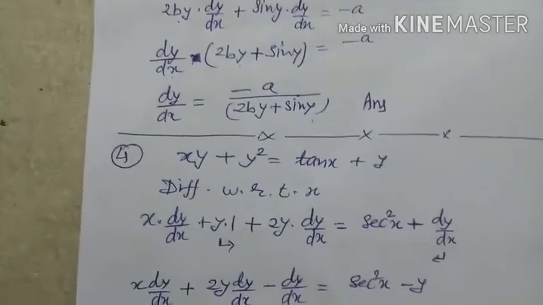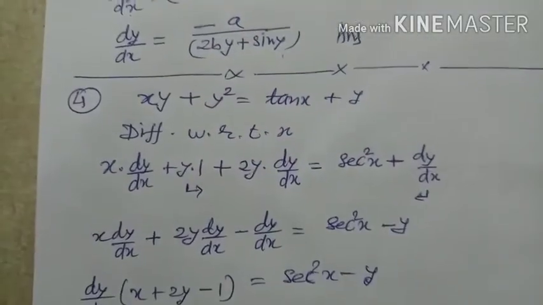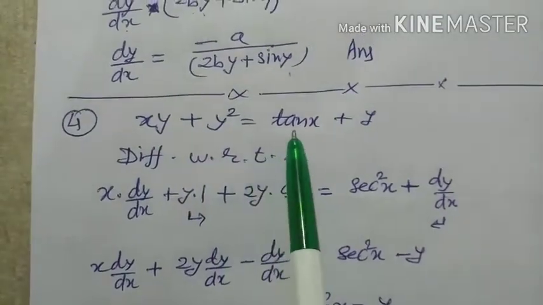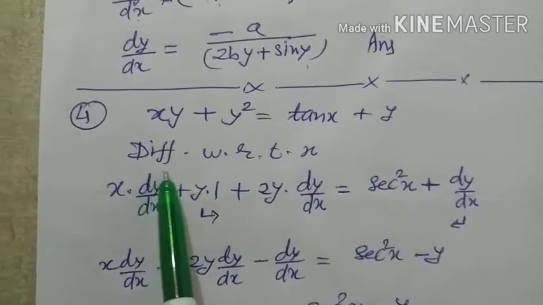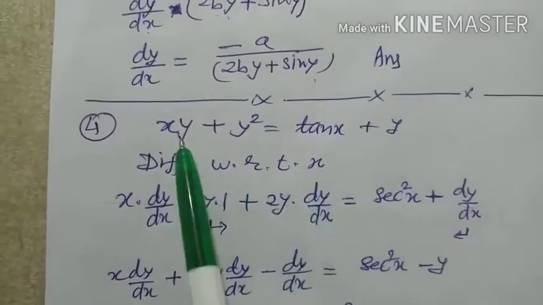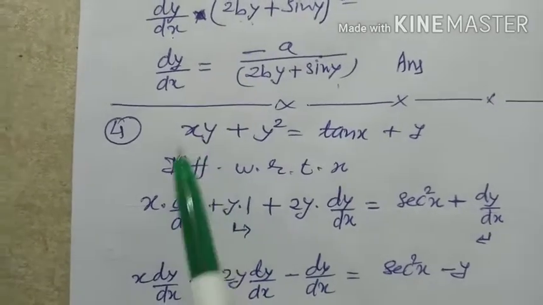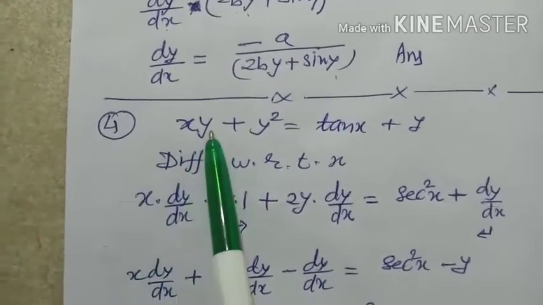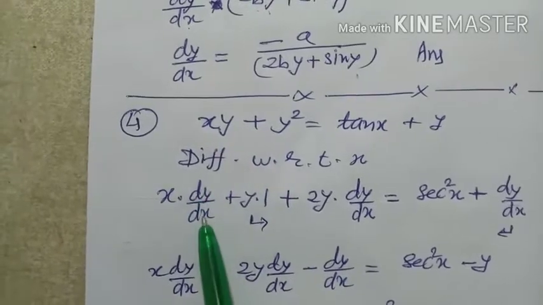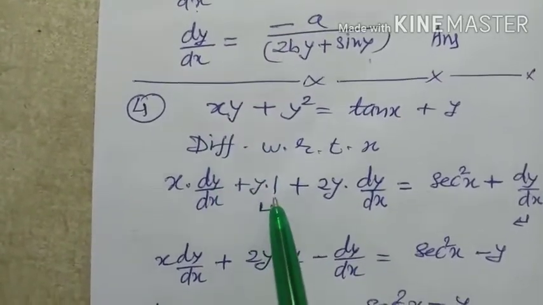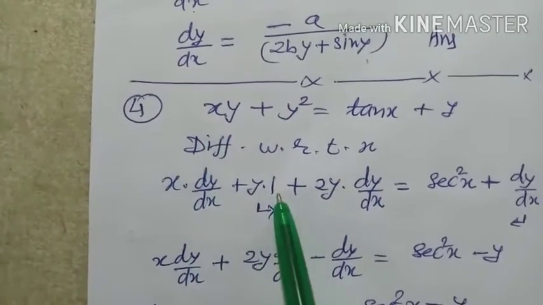Now next question, same as this, we have to find the value of dy upon dx. So xy plus y square, which is equal to 10x plus y. So once again differentiate with respect to x. So here x into y, it means product of two functions. So first function as it is, differential of second, it means dy upon dx, plus y as it is, differential of first, that is 1, differential of x, which is 1.